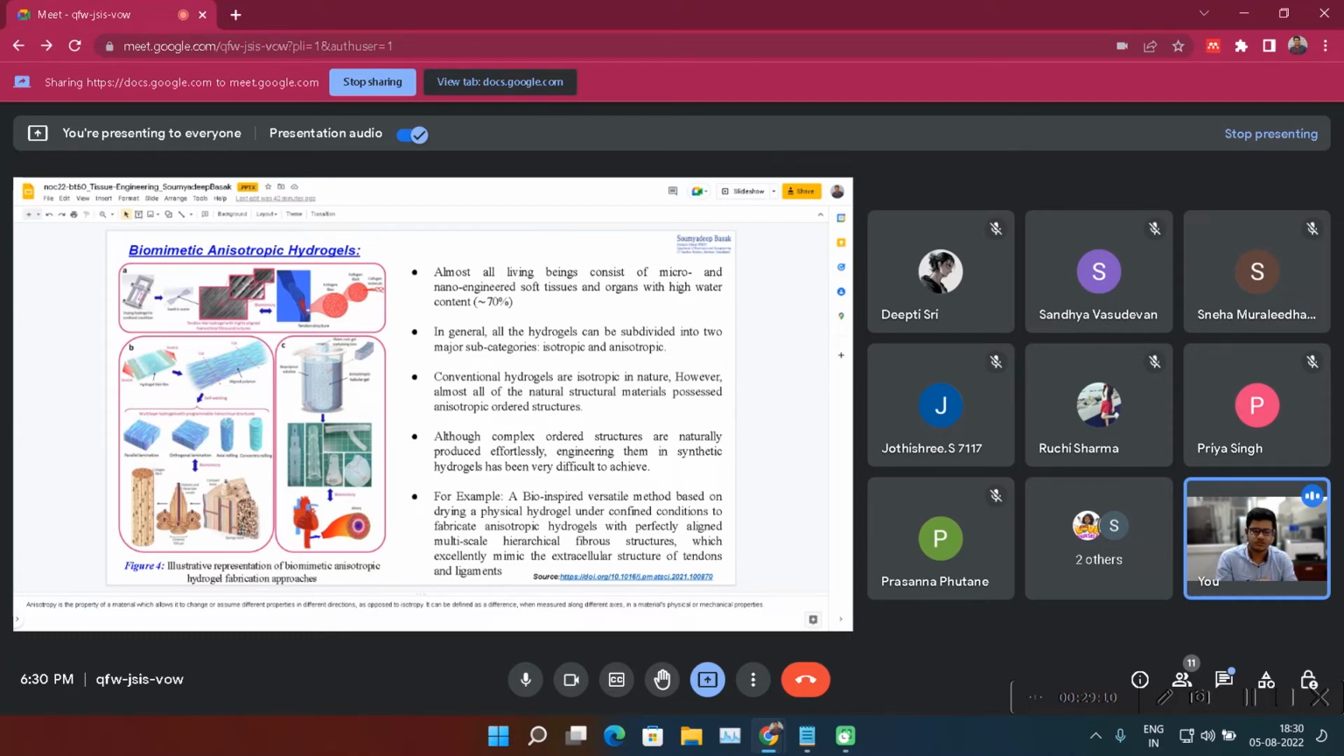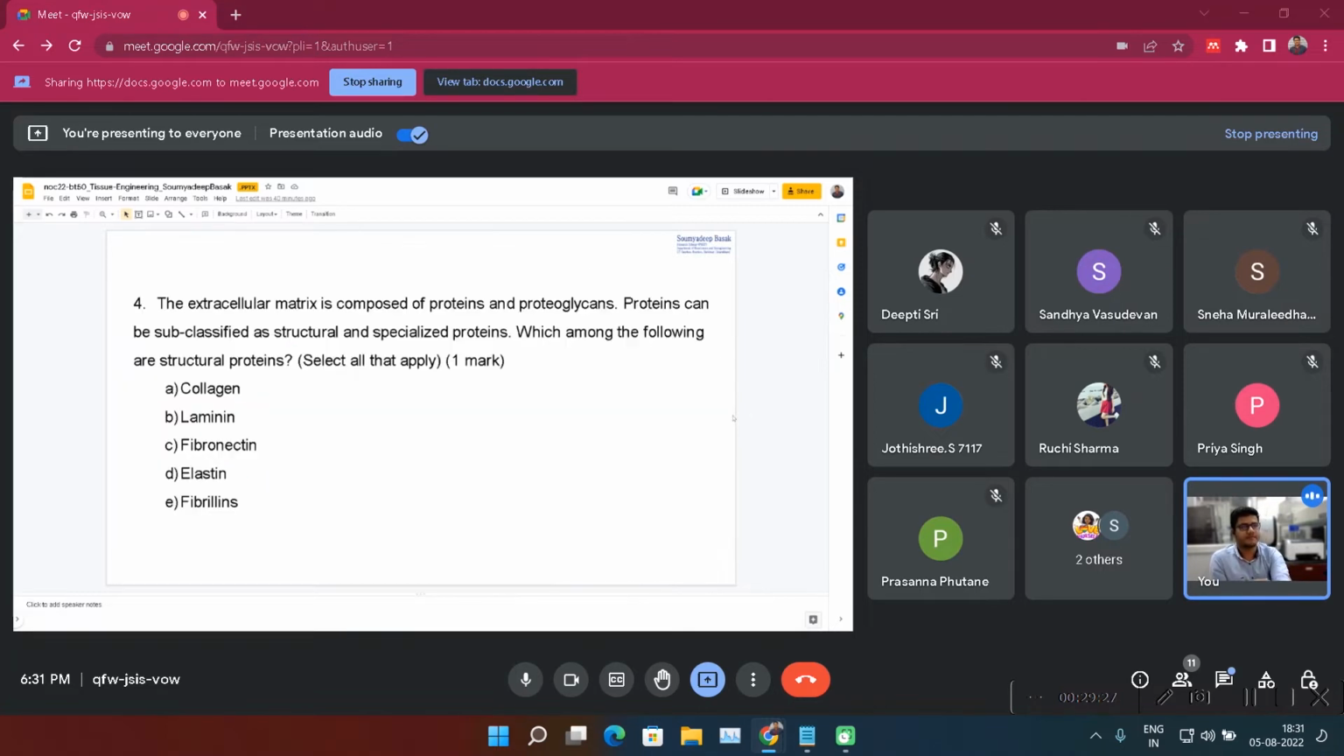I have given the source also, in the slides. You can copy paste the DOI and follow the article regarding how these kinds of biomimetic anisotropic hydrogels are synthesized and what the various uses are. Okay, let's go to the next question.